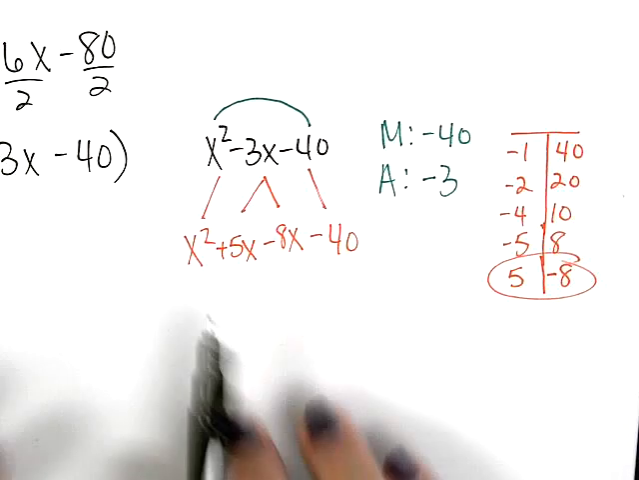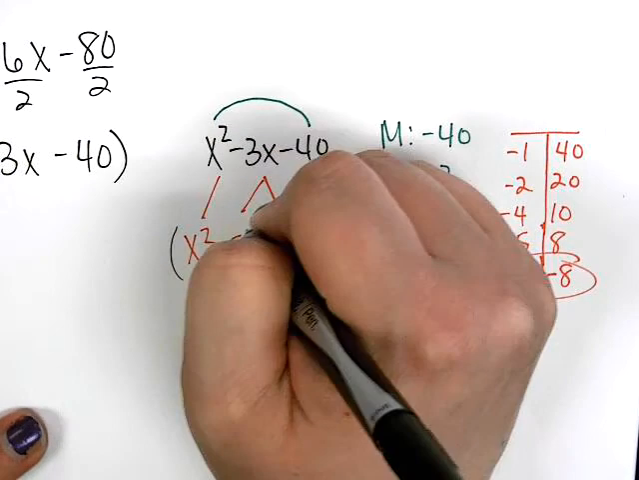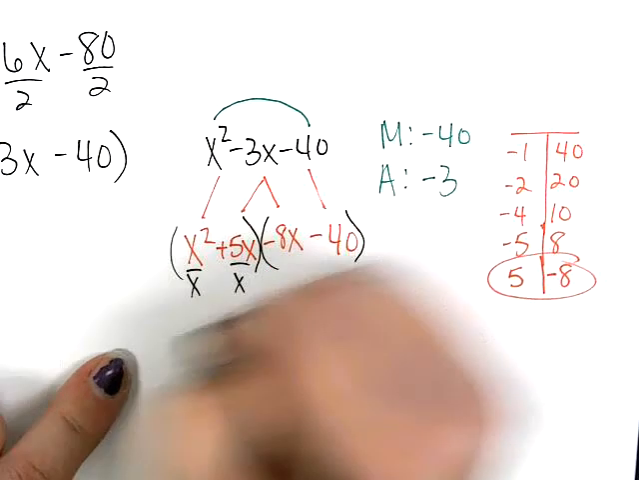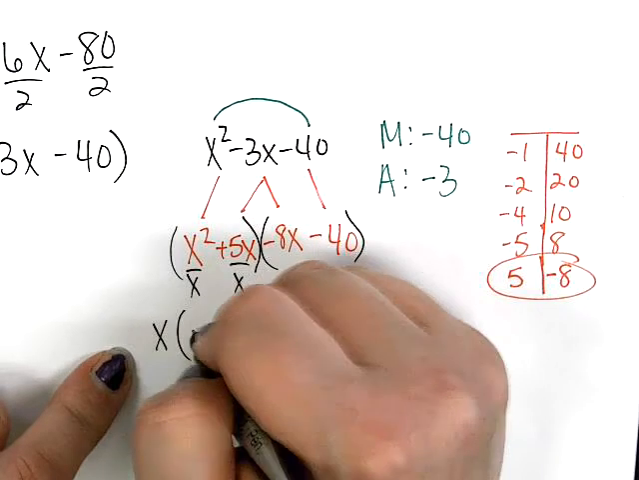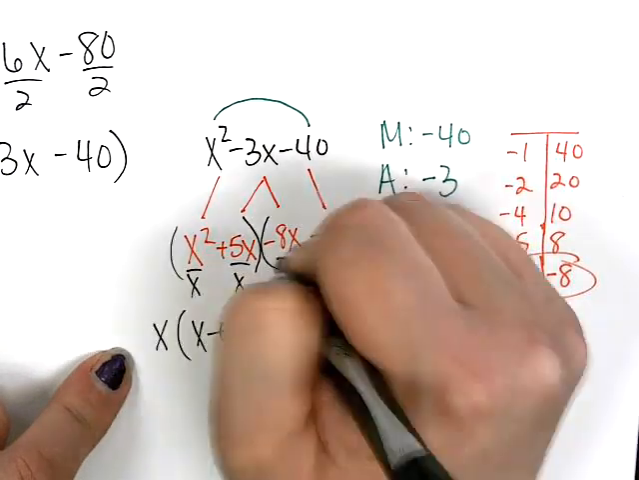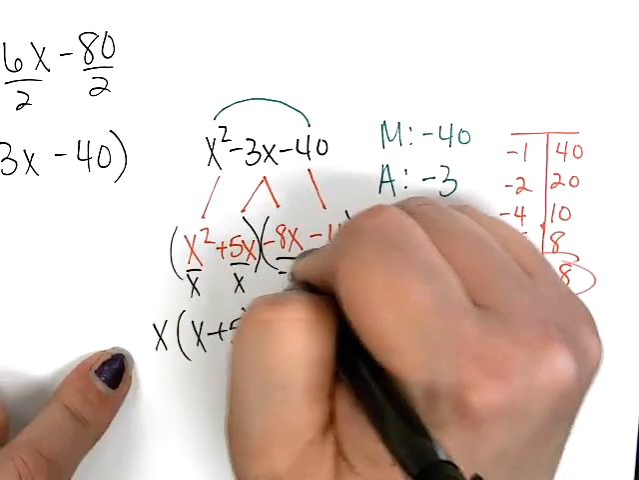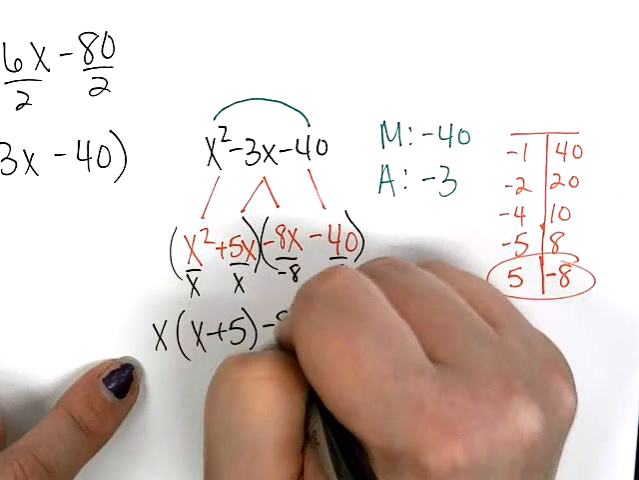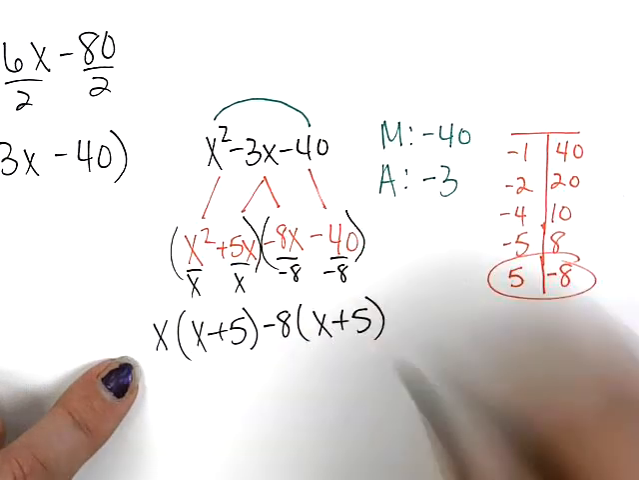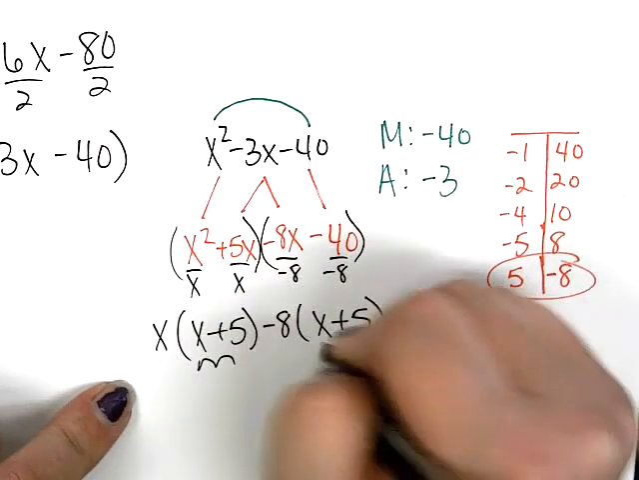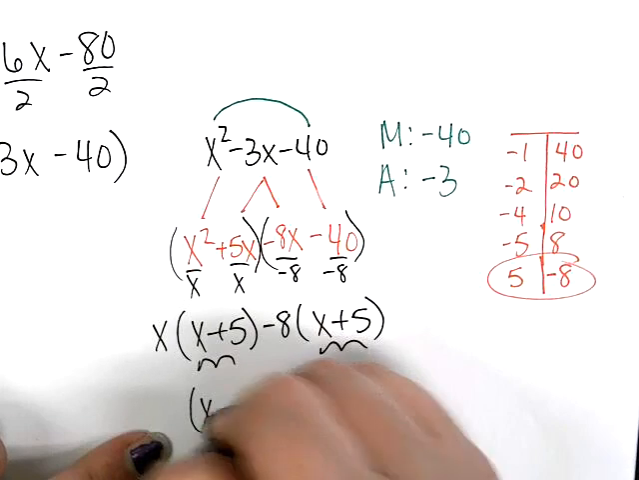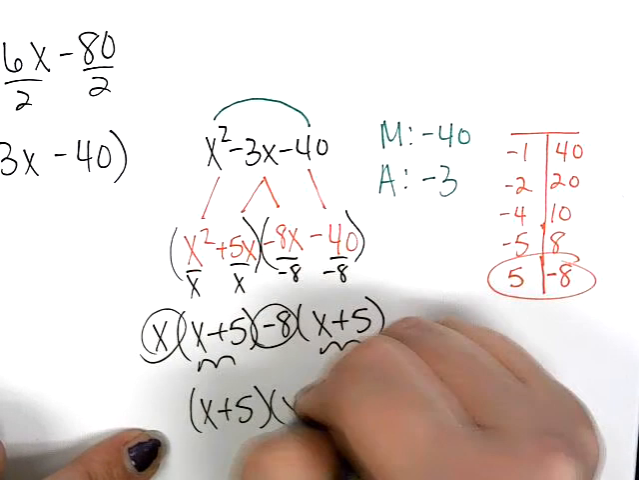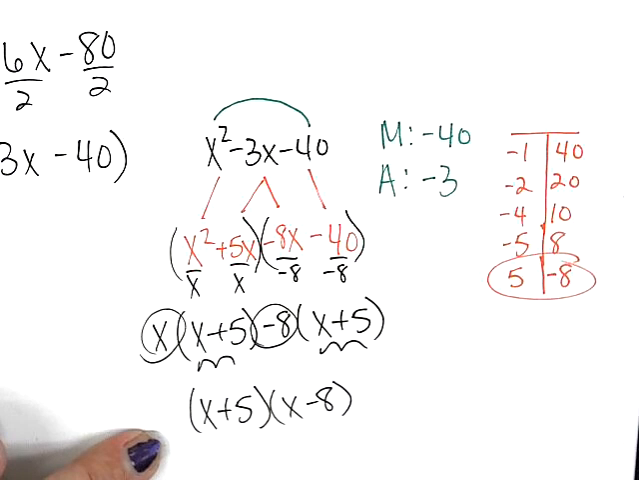But now I've got 4 terms, and I can factor by grouping. So group your terms together. The GCF here would be x, so I take that out, and I'm left with x plus 5. And I have a GCF here of negative 8, and it needs to be negative because my leading coefficient is negative. And I'm left with x plus 5. And when I look, those x plus 5 factors matched, so I'm going to take it and write it once. And I'm going to take my leftovers, which is x minus 8, and put those into a binomial.